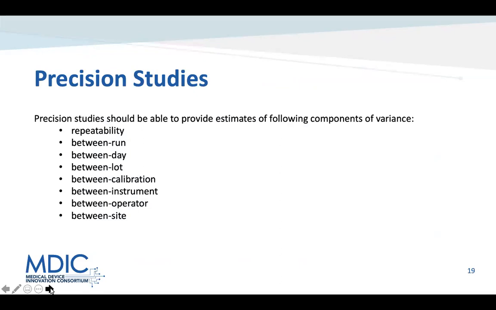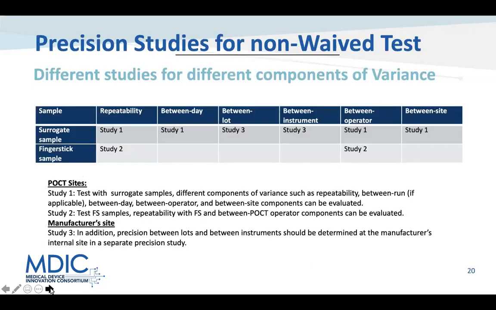So in the precision studies, we are basically looking at multiple components of any device. You are all familiar with what we're looking for. This is basically between run, between day, between lot, between calibration, and any typical product components of variance we're looking for in this study. So if we can go to the next slide.